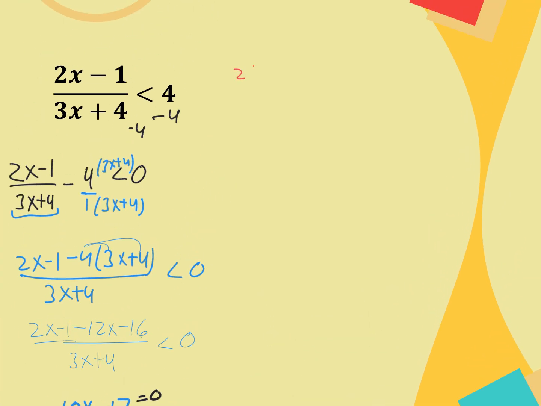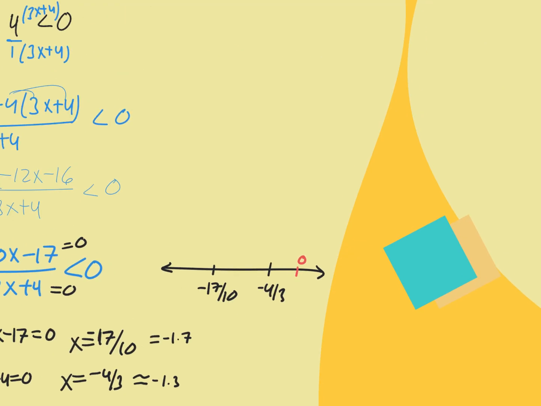So I'm going to have a 2 times 0 minus 1 over 3 times 0 plus 4. And then these zeros cancel these things out, and I get a negative 1/4 is less than 4. That is a valid solution. So that means I'm going to shade this entire region. So this works, the middle one doesn't, and the one on the outside does.